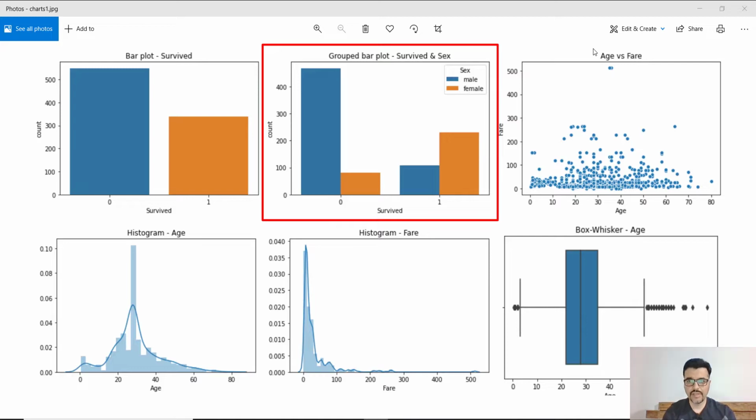Here in the group bar plot, you can see that the number of female passengers who survived is more than the male passengers who survived. So here it will give you a clear comparison over different variables.